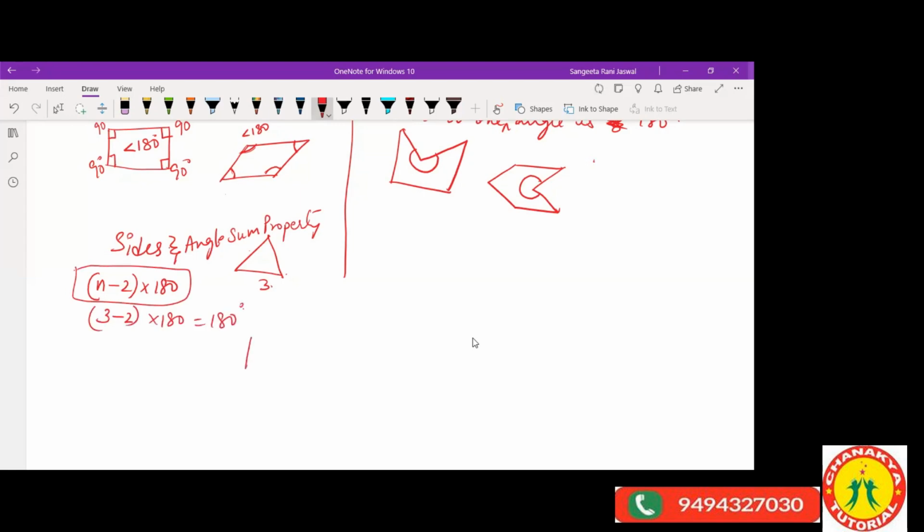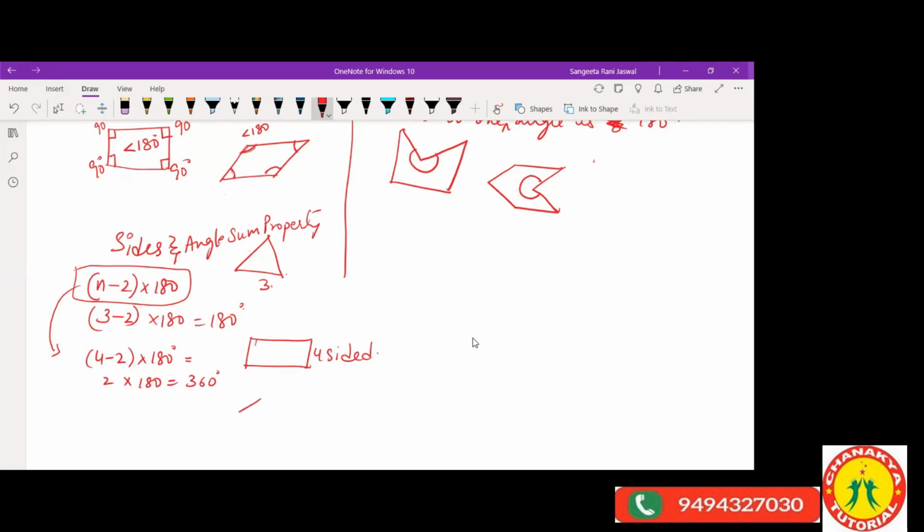Now suppose I have a four-sided polygon. I'll take here n minus 2 with the same formula. It goes (4 minus 2) into 180 degrees. So the total of all the interior angles would be 2 into 180, that is 360. And we know that in a quadrilateral, the sum of all the interior angles is 360.